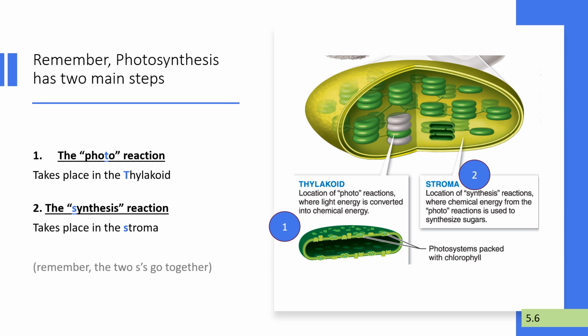Okay, so now that we've talked about how chlorophyll works, let's go back to talking about the process of photosynthesis. Remember, we have the photoreaction, where we're storing energy from the sun, happening in the thylakoids. Then we build new sugars in the synthesis reaction, which happens in the stroma.